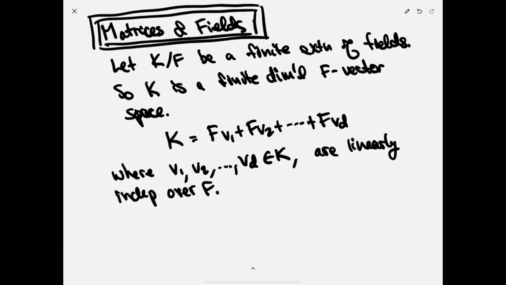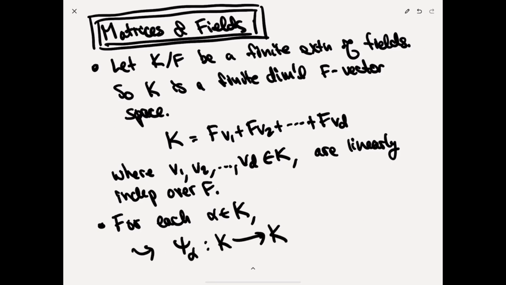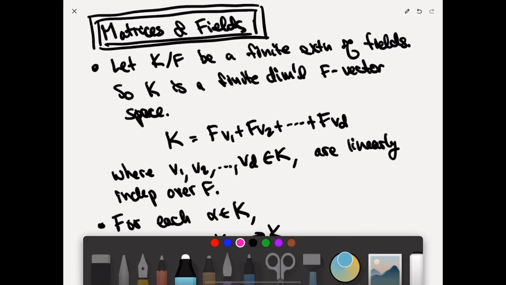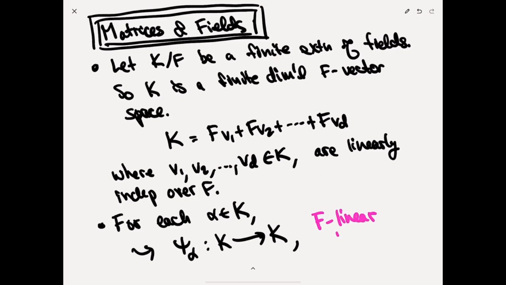Okay, so now what we can do is let's look at a linear operator. So here's the setup, and so for each alpha in K, what do we have? We have a linear map psi alpha from K to K. So this is an F linear map. And how is it defined? It's defined by taking F alpha, and then if I multiply times some elements, let's write some v here. So v will be an element here. It's an F linear combination of those v's. It's just alpha times v.